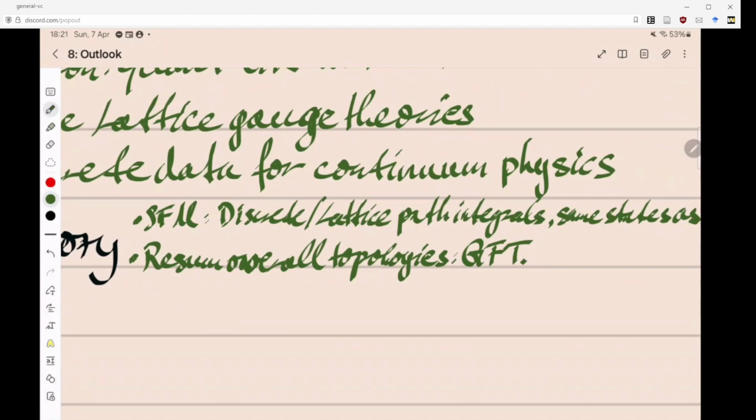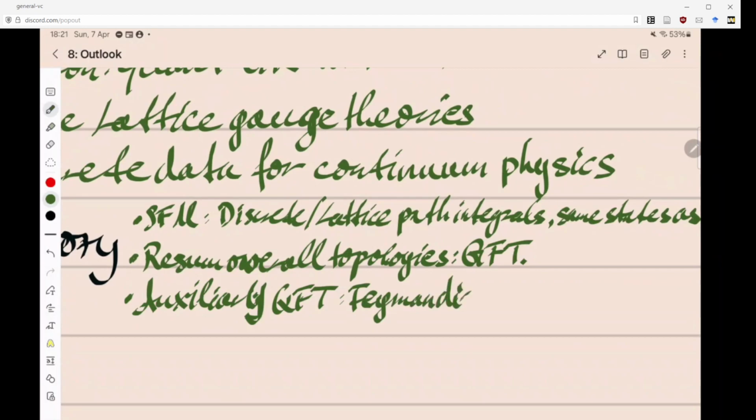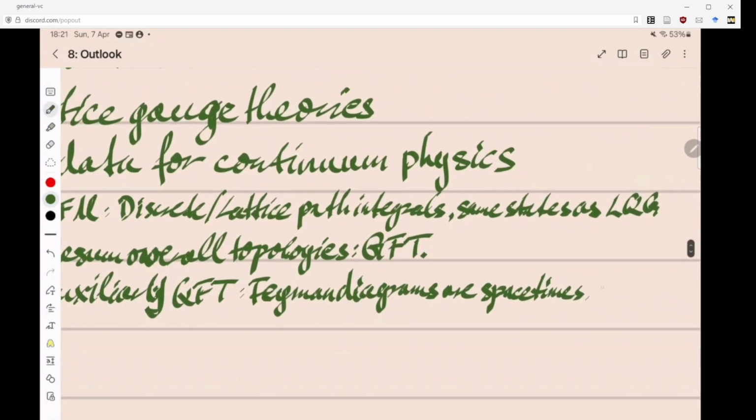And the picture of group field theory is very rich by itself. One could sort of say that it's an auxiliary field theory where the Feynman diagrams are spacetimes. But discrete spacetimes, of course.